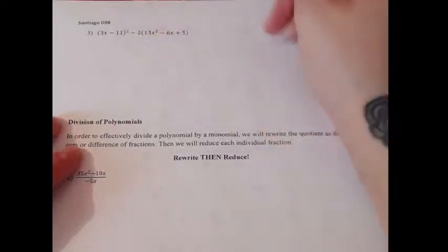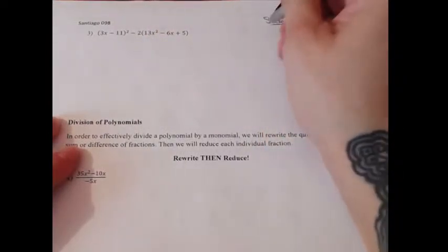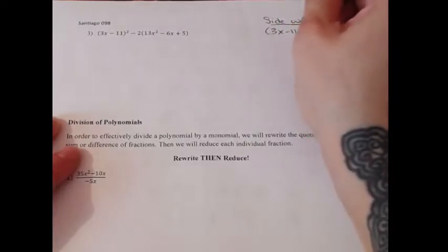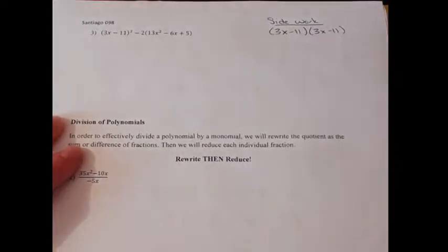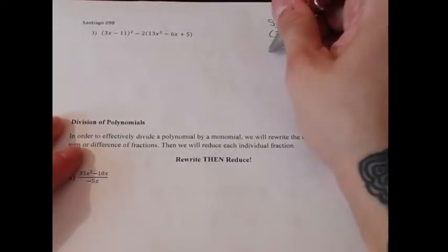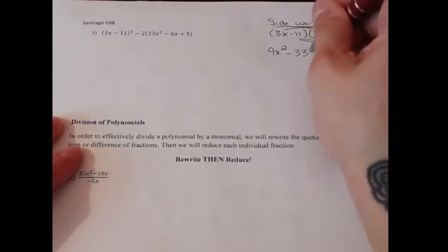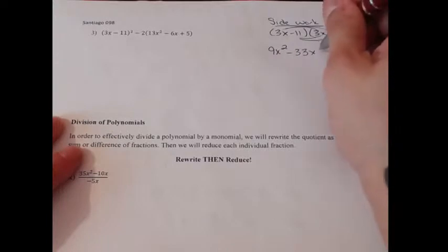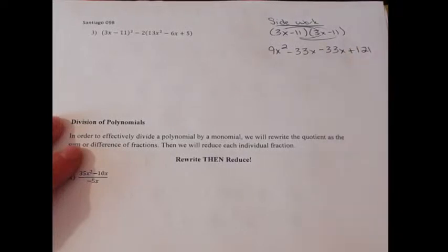So first things first, let's do a little bit of side work. So we have 3x minus 11 times 3x minus 11. We're going to be very careful with our signs, of course. Let's go ahead and distribute. 3x times 3x is 9x squared. 3x times a negative 11 is negative 33x. Negative 11 times 3x is negative 33x. And then negative 11 times negative 11 is positive 121. So far, so good. Thank you, Ria.